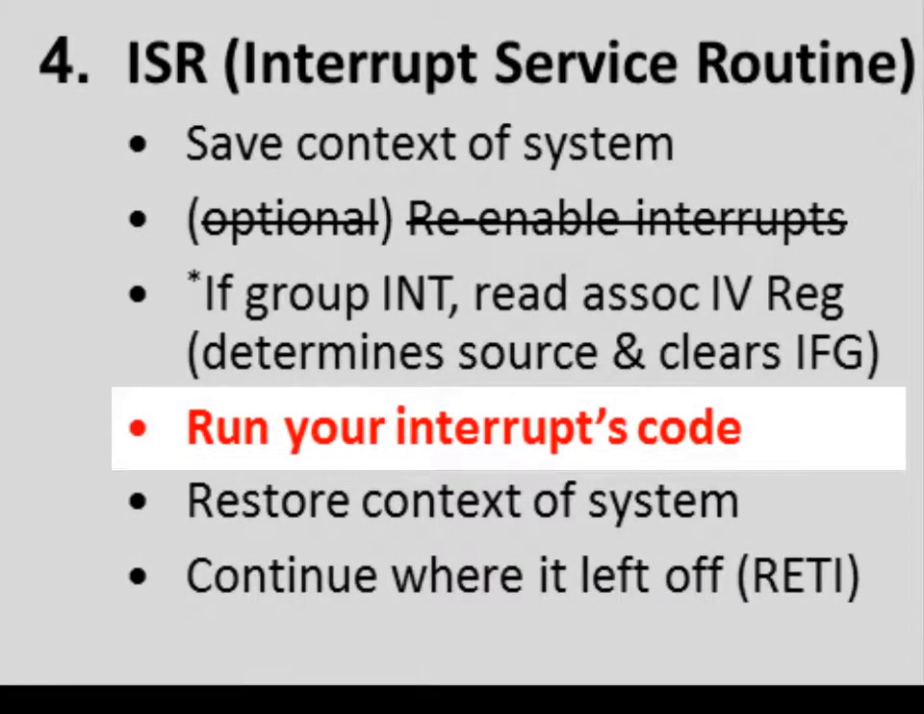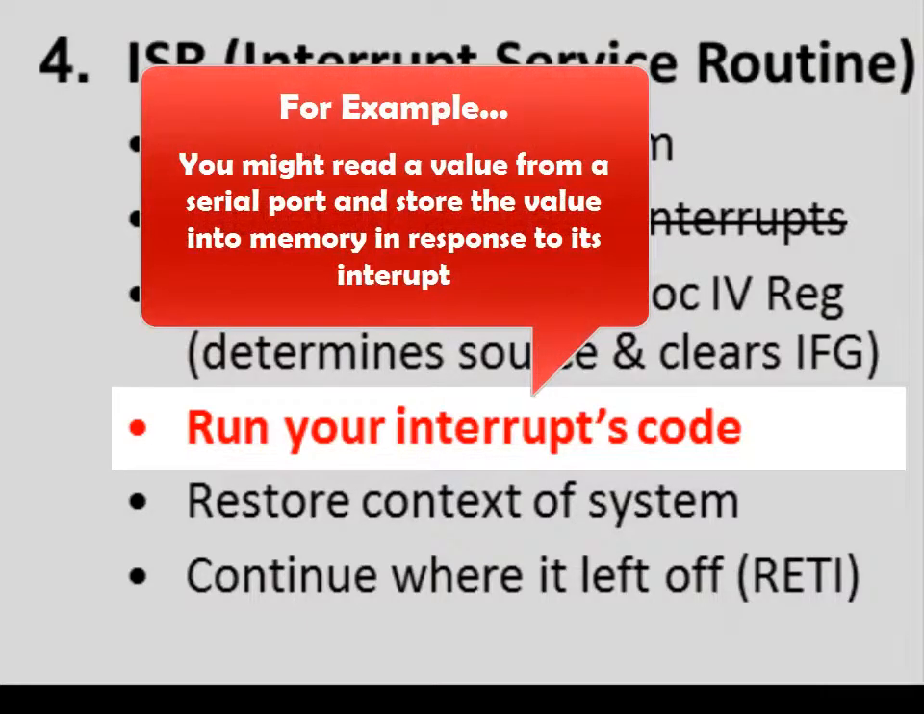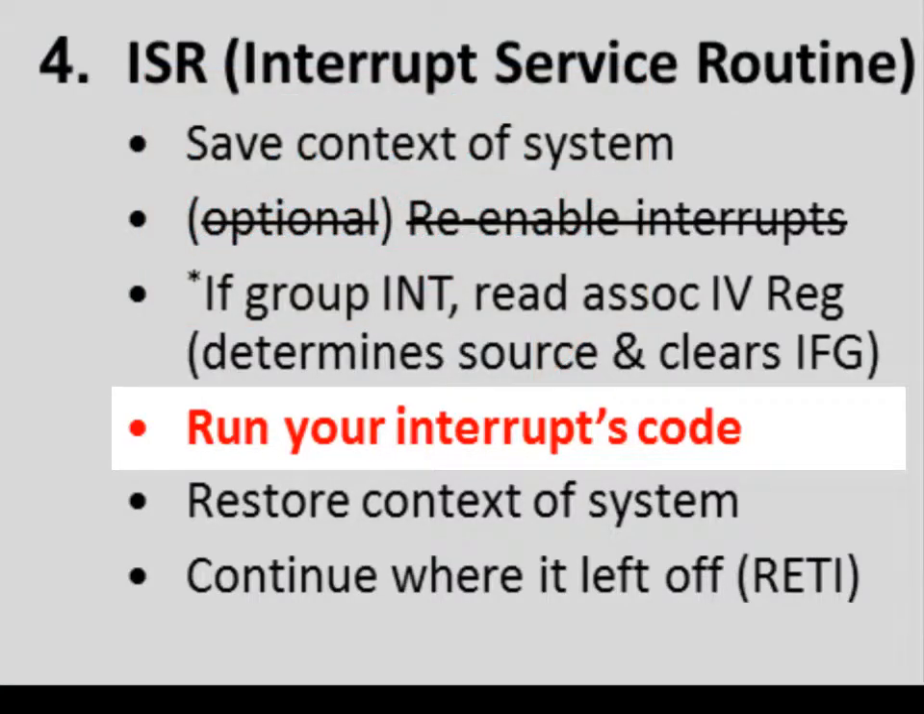The 4th bullet, listed in red, reads, "Run your interrupts code." Basically, this means what we've just been saying. This is what you really want to have happen when an interrupt occurs. For example, if you're talking about a UART interrupt, the code might read the incoming byte of data and write it to memory. Okay, let's look at some of the other bullets here in part 4.